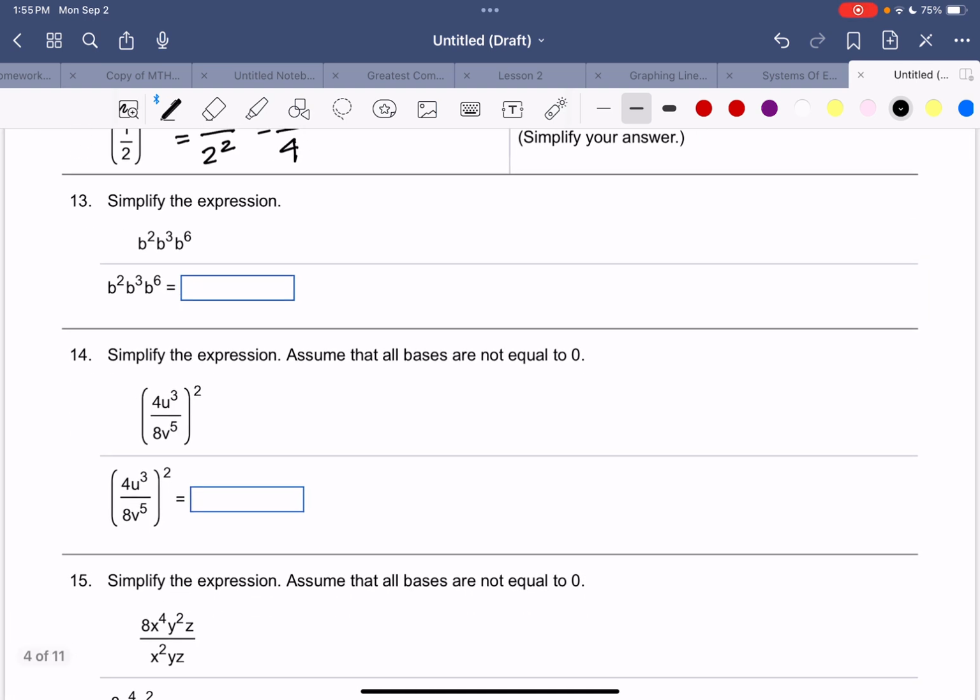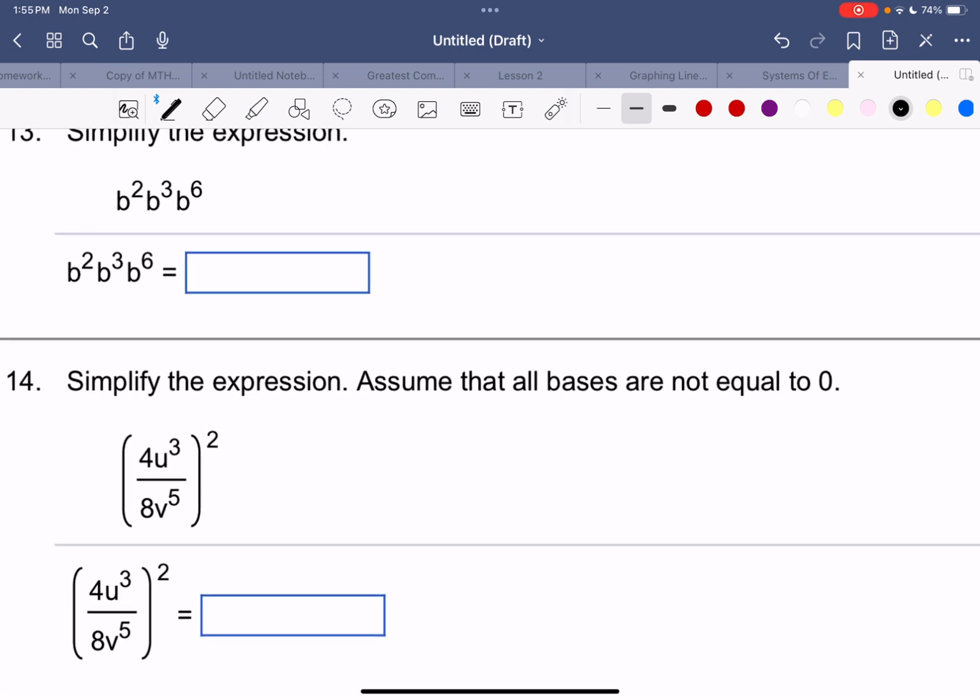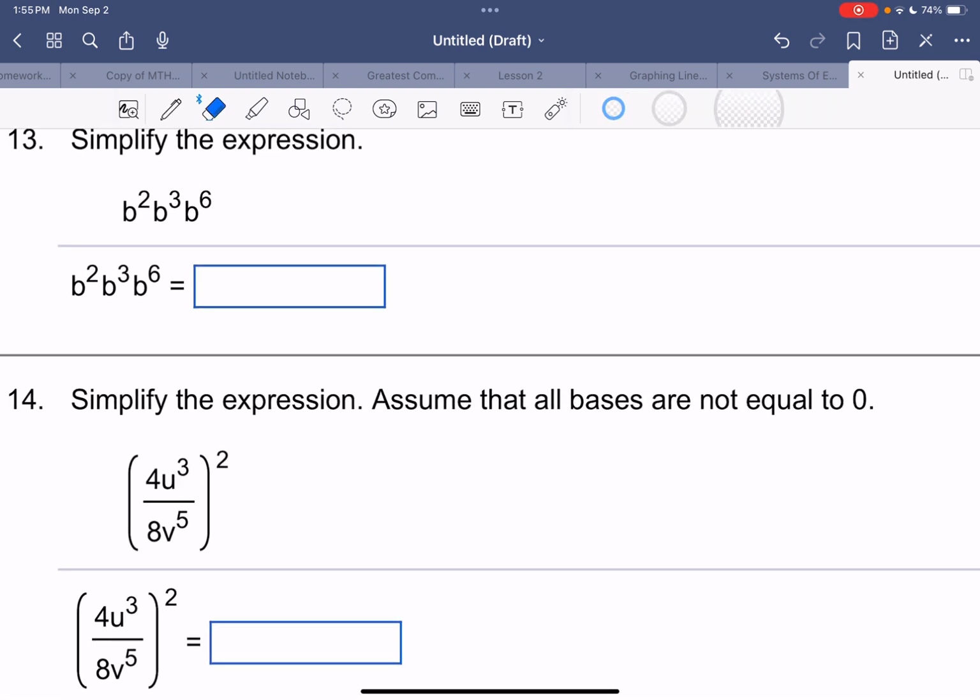Now, in number 13, these are all like bases, so I'm going to add my exponents. So b to the 2 times b to the 3 times b to the 6 is going to be b to the 11th, because 2 plus 3 is 5 plus 6 is 11. So b to the 11th.